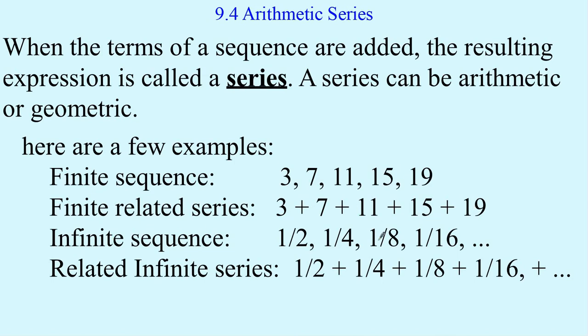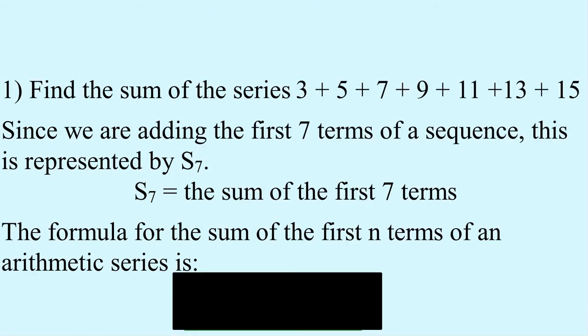So an infinite sequence would be like this, and notice it has the ellipses, or three periods at the end. And then an infinite series would be when you're adding all those numbers up. Okay? Well, there's of course a shortcut, just like we did in the other videos. So what's the shortcut? How do we add these up?